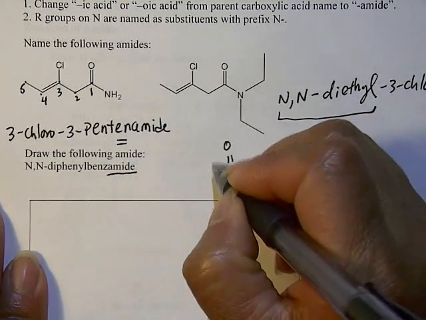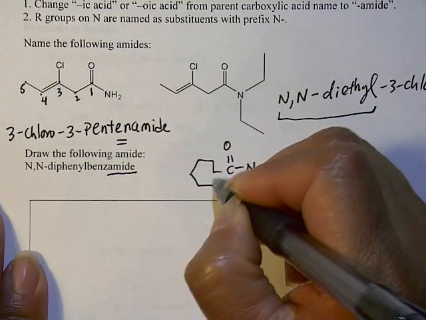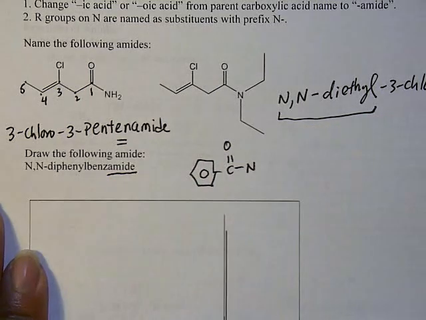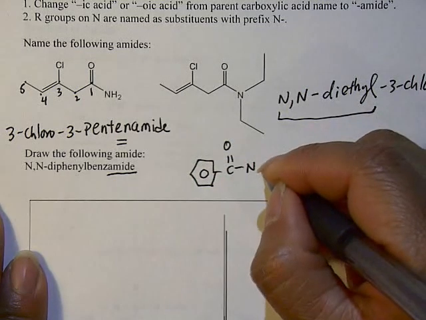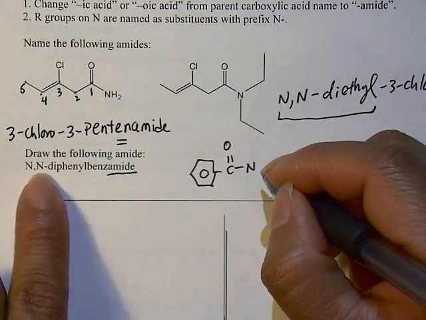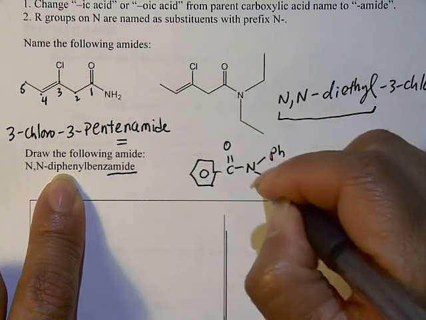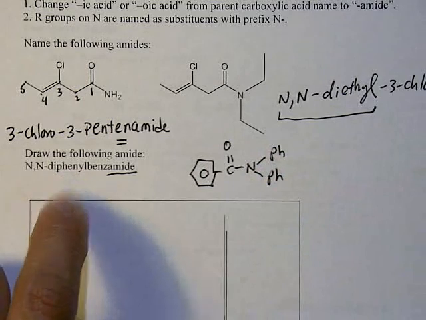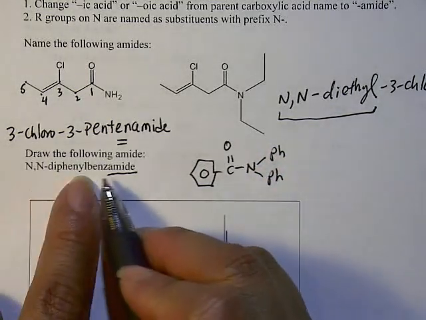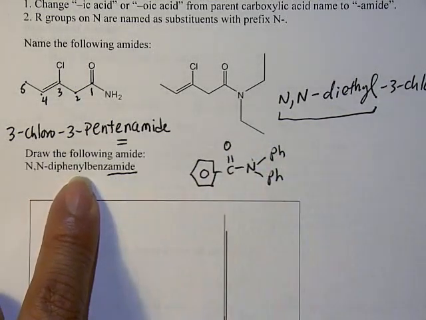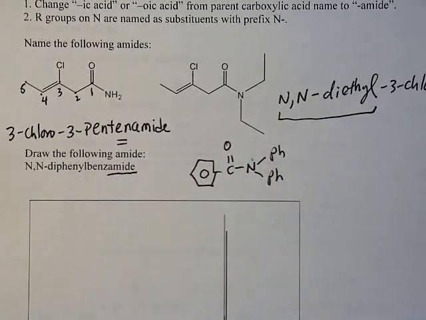So you know that benzoic acid is the one with the benzene group attached to it, so that would be the benzamide. You would just put NH2 if this wasn't present, N,N-diphenyl. So on the nitrogen we have 2 phenyl groups, and then the benzamide is indicated here. So that will be the structure of that compound.